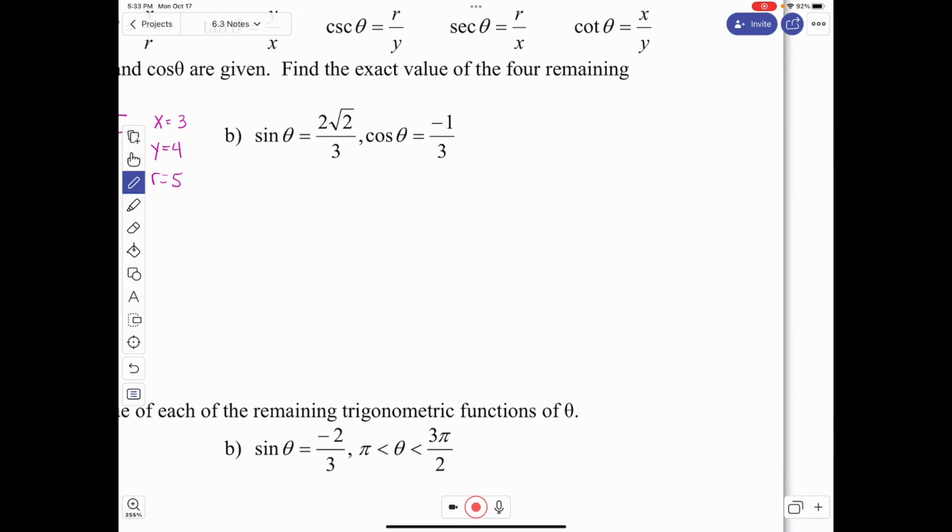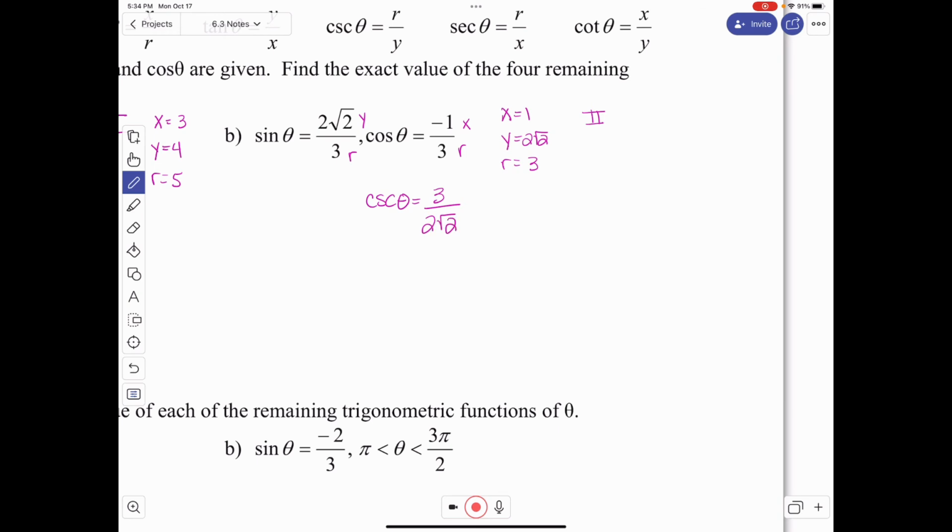Okay, so if this is sine, this is y, r, x, r. So I have x is 1, y is 2 square root of 2, r is 3. And if sine is positive, cosine is negative, again, I'm in quadrant 2. So the only ones that are positive are sine and cosecant. So cosecant is going to be 3 over 2 square root of 2.